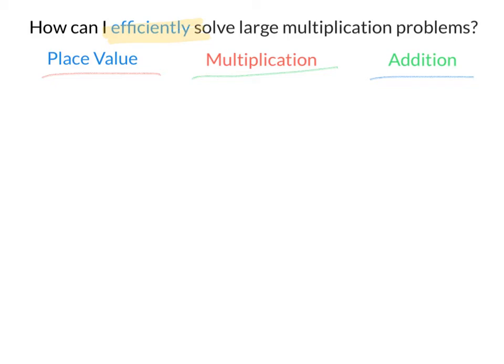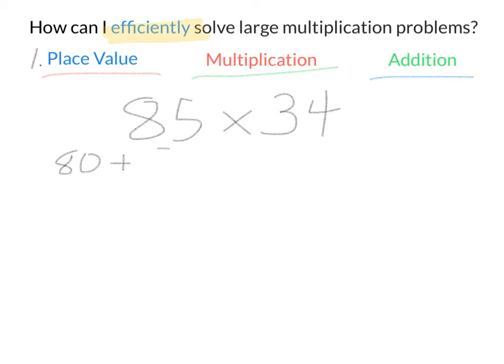So let's take a multiplication problem. Let's say 85 times 34. The first thing I'm going to do is place value. And I'm going to do that by using the expanded form that we learned last time. What is 85 in expanded form? It's 8 tens plus 5 ones.